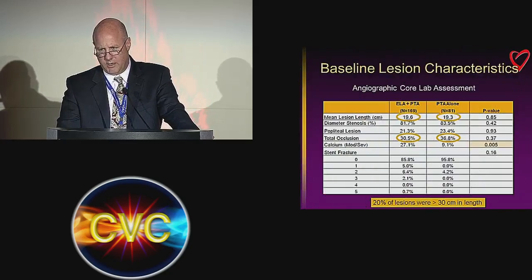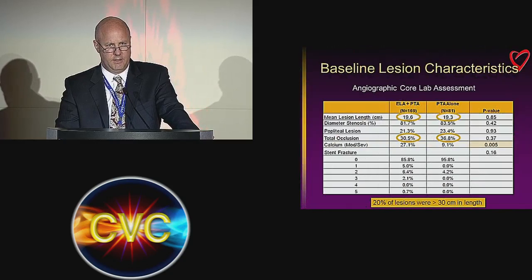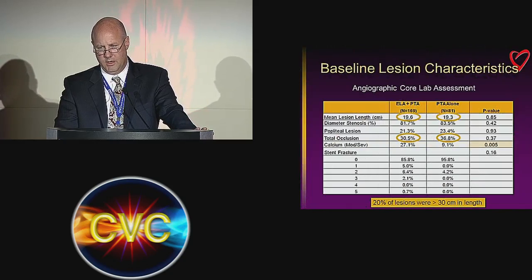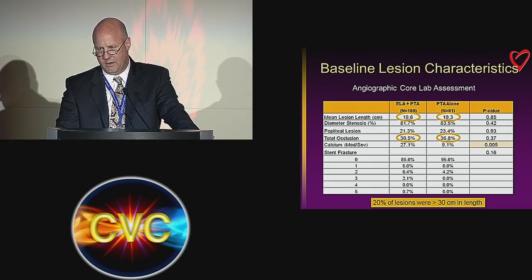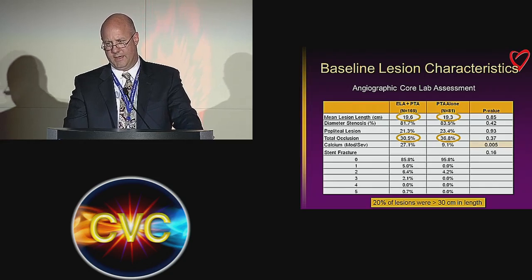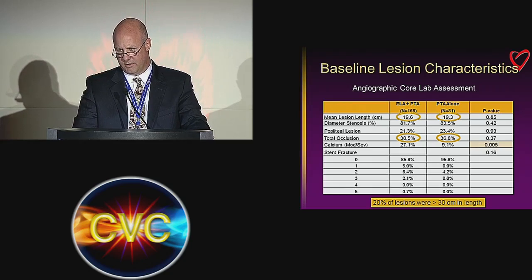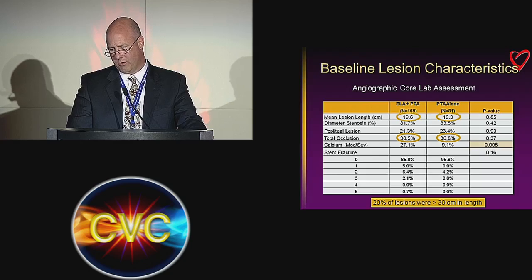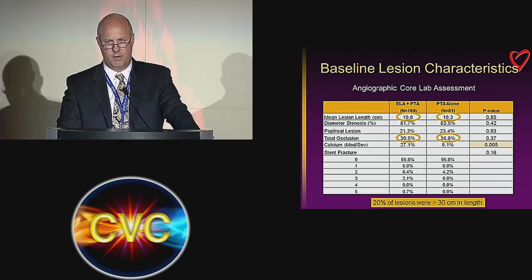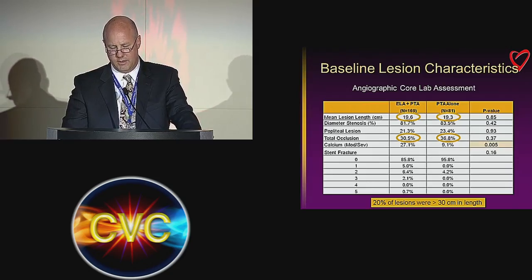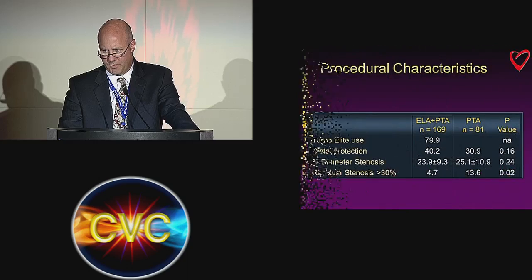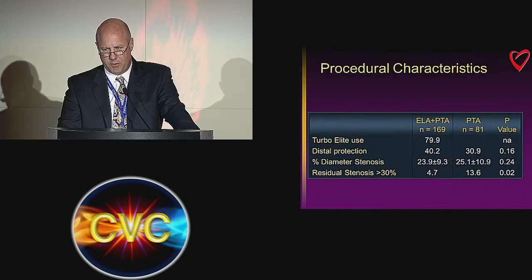This is the baseline lesion characteristics. Again, the average lesion length was 19 centimeters, which, if you go back to look at some of the stent data, even the early DCB data, those are TASC A lesions, 6, 8, 9 centimeters in length. These are much longer than that. A third of them were total occlusions, and 20% of the lesions were over 30 centimeters in length. Again, the entirety of the SFA and popliteal. About 80% of the time, patients had a pilot channel created with the Turbo Elite catheter. Distal protection was left up to the investigator's discretion. It was used 30 to 40% of the time.